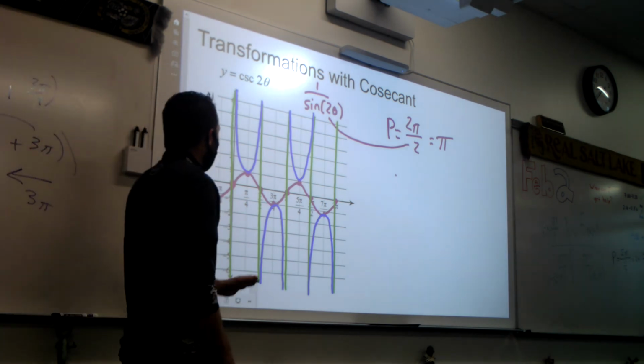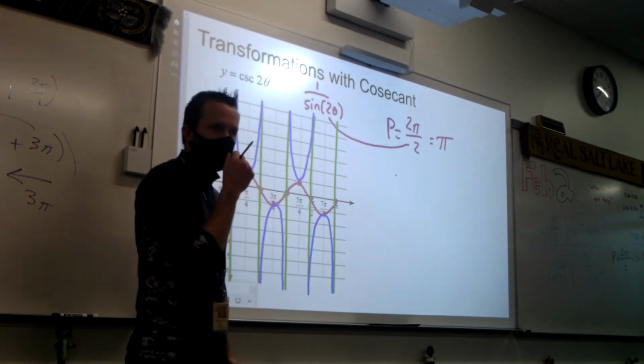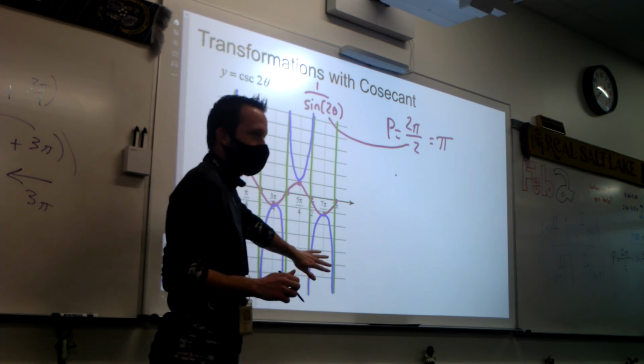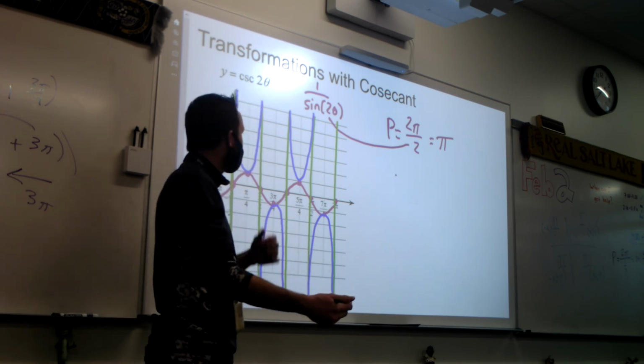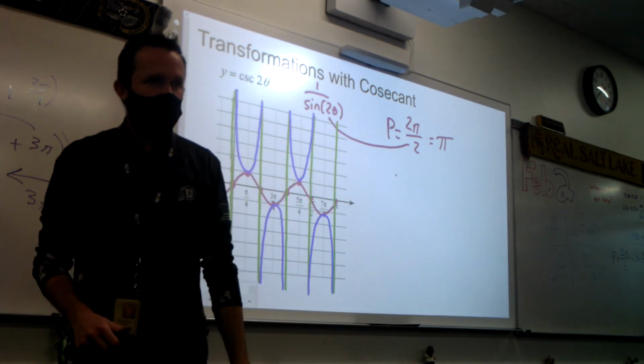Okay, now usually, how many U's do we see in one cycle between 0 and 2 pi? We should just see 2. We have 1 up and 1 down, right? Now we see twice as many because of that 2 on the inside. It changed the period, it changed the frequency.